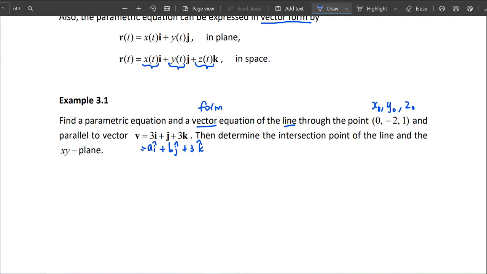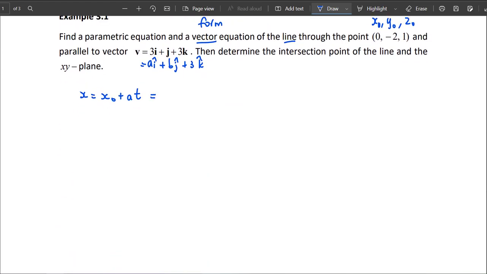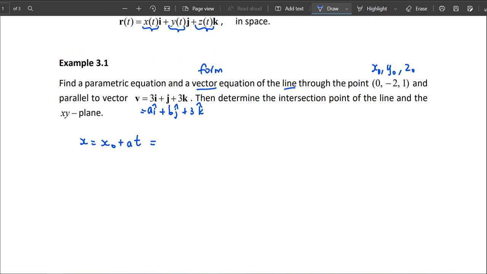First we want to find the parametric equation. So for the parametric equation, x is equal to x naught plus at, so x equals 0 plus 3t. y equals y naught plus bt, so y naught is -2 and b is 1, so y equals -2 plus t. z is equal to z naught plus ct, where c is 3, which is equal to 1 plus 3t. So this is the parametric equation.